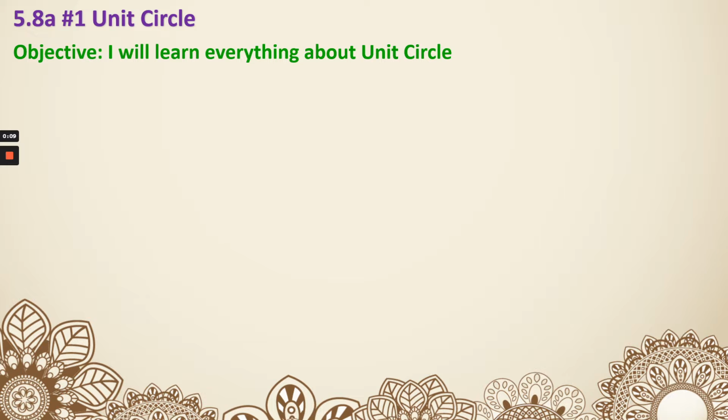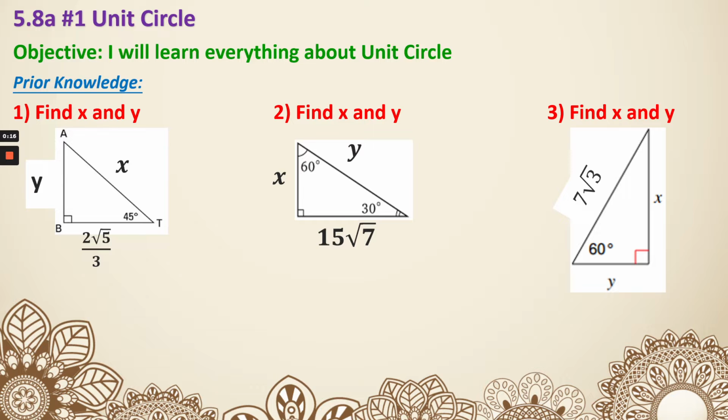Today we are going to talk about 5.8a, where we will start learning about the unit circle. But we do have quite a few things we need to review before we get on to the real unit circle. We will start by reviewing special triangles, because the unit circle is basically a bunch of special triangles put into a circle. Now, number one, find x and y.